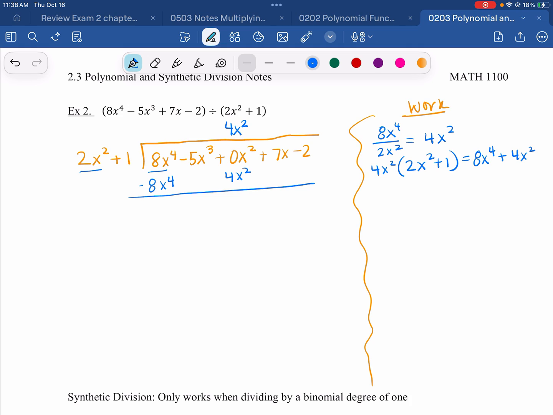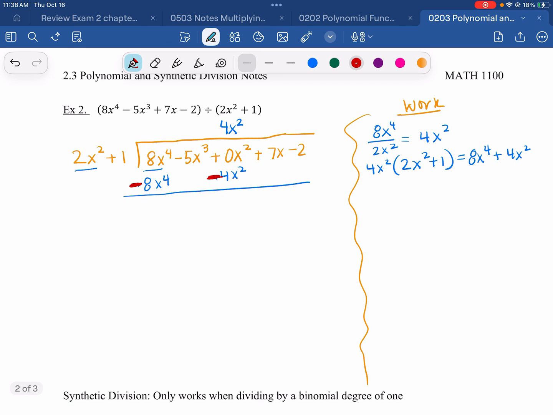They're both positives currently, but what do I need to remember to do? Change their signs. This becomes a minus and a minus. This cancels. This one comes down because there's nothing with it. Negative 5x to the third. Zero x squared minus 4x squared is negative 4x squared. I'm bringing down the rest, plus 7, bringing down the minus 2.